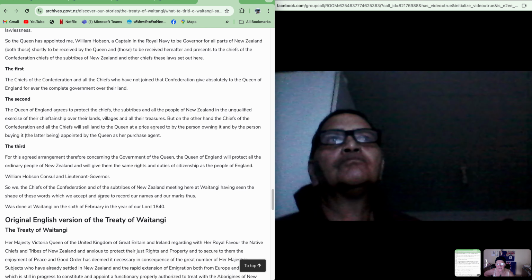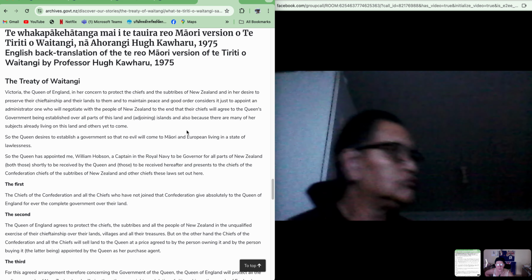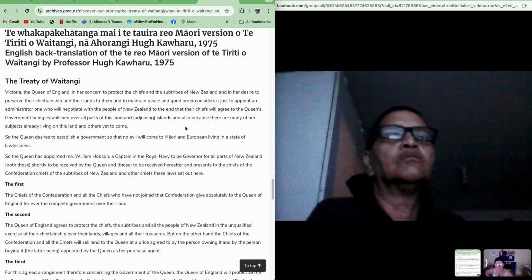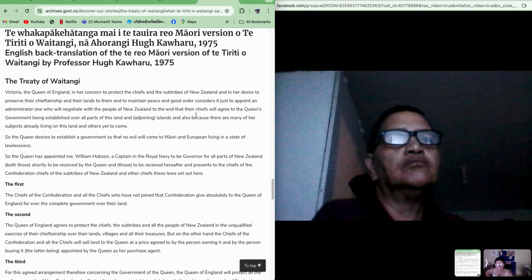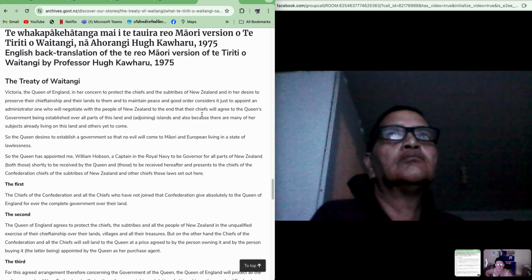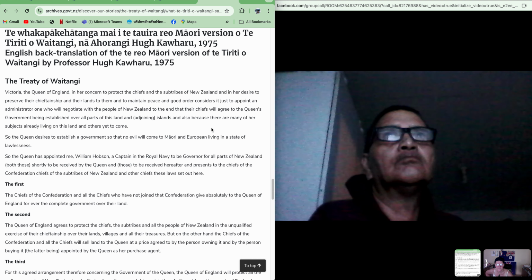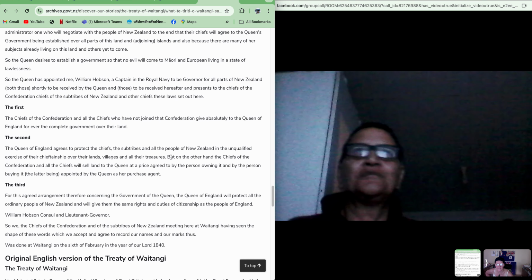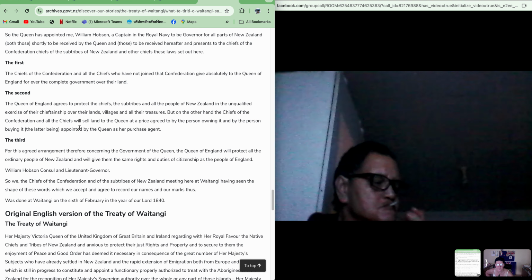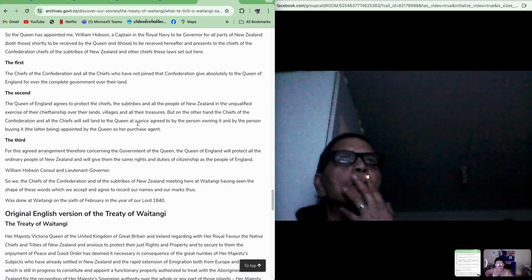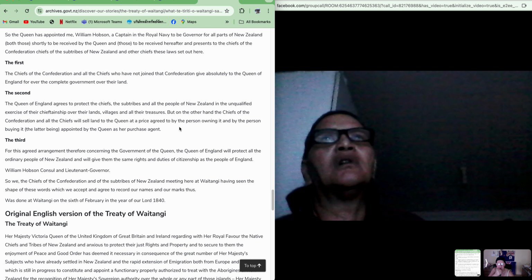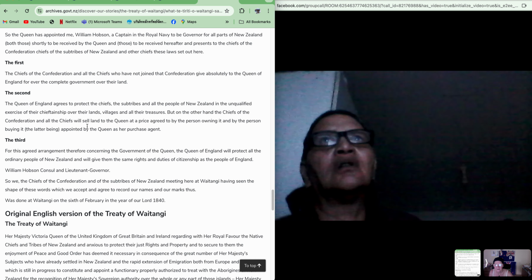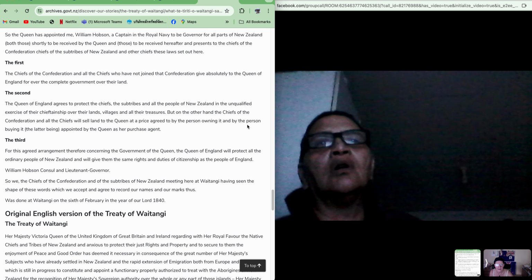And here is where it all is. And what you'll see here in the first article is that Australia and Europe and immigrants has been removed. That's all been removed. And then what you'll see here on the second, it says the chiefs will sell land to the Queen at a price agreed to. Now listen carefully what it says. Will sell land to the Queen at a price agreed to by the person owning it and by the person buying it, the latter being appointed by the Queen as her purchase agent.